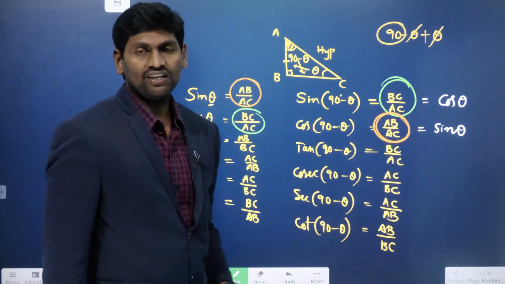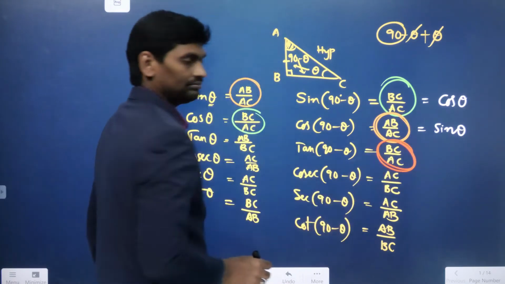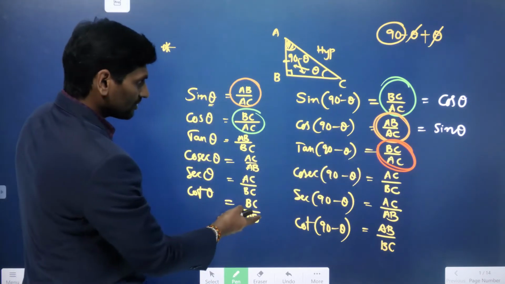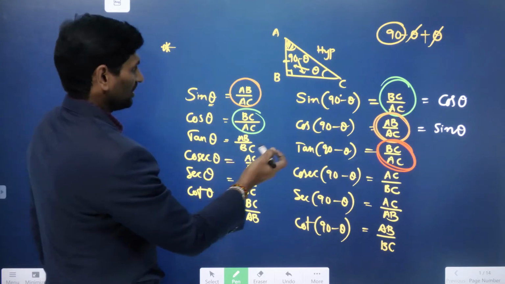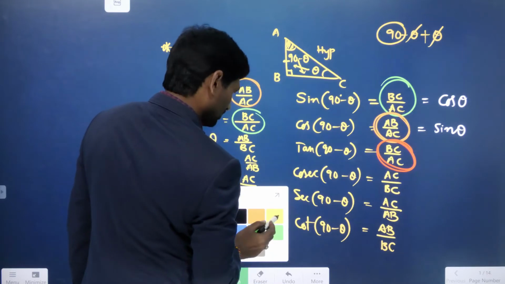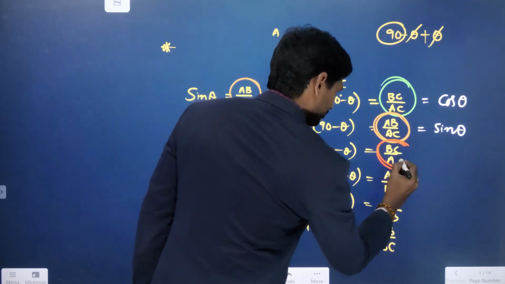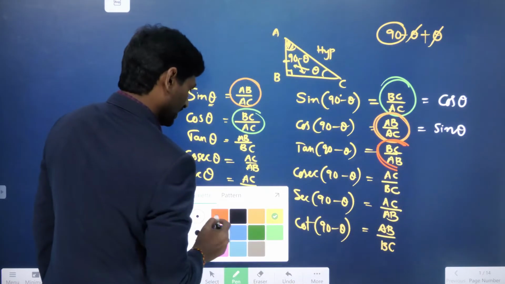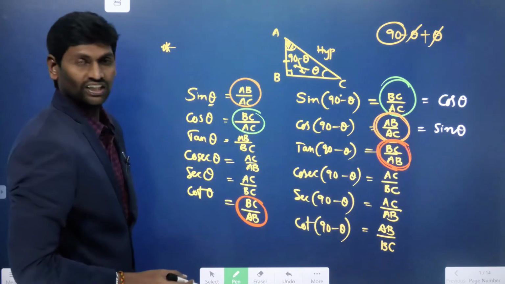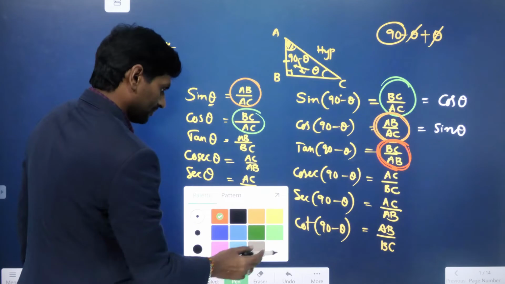Let us look at tan theta. What is the tan theta here? Tan 90 minus theta is BC by AC. Where is BC by AC here? Sorry, here tan 90 minus theta, opposite side, is BC by AB, not AC, sorry for that. So where is BC by AB here? BC by AB is for cot theta. So tan 90 minus theta is nothing but cot theta.